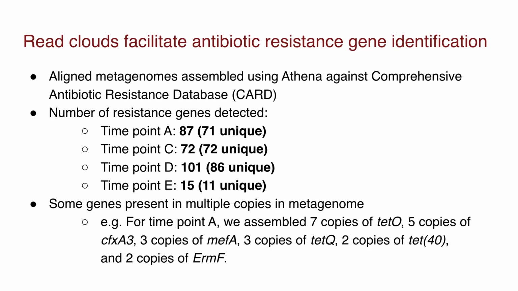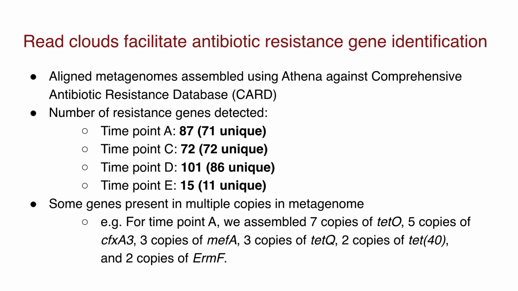And an important note is that there was a difference in the number of genes we detected and the number of unique genes we detected. And that was because some antibiotic resistance genes were present in multiple copies in the metagenome. So for example, if we look at time point A, there were 7 copies of this gene called TET-O and 5 copies of this gene called CFXA3 and 3 copies of MEF-A and so on.